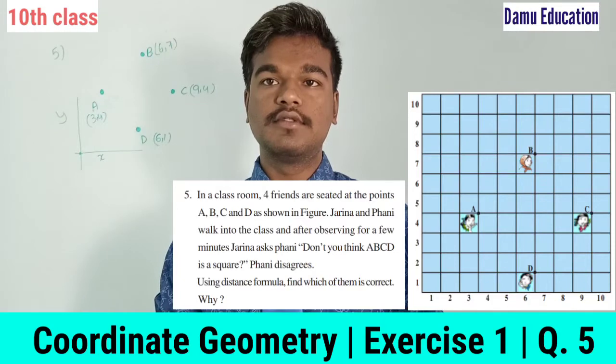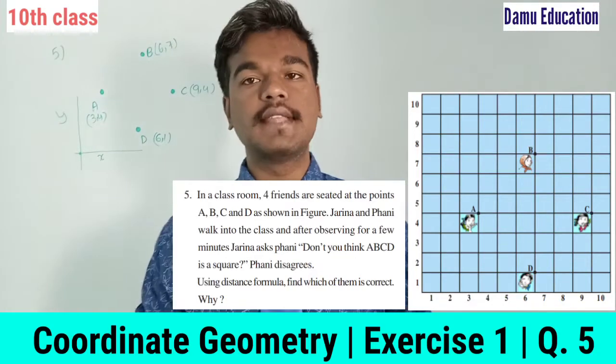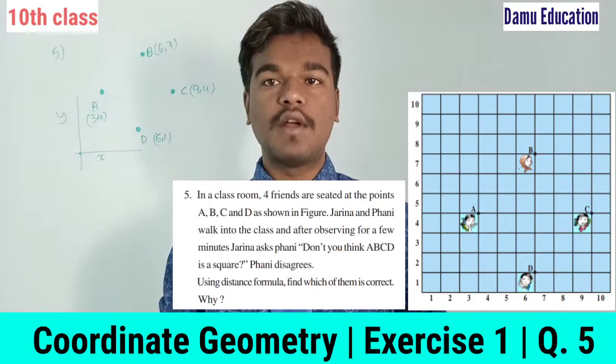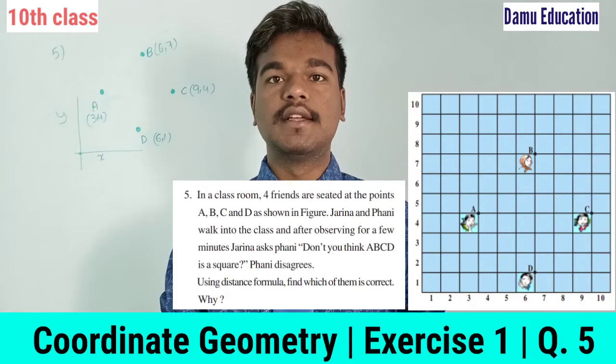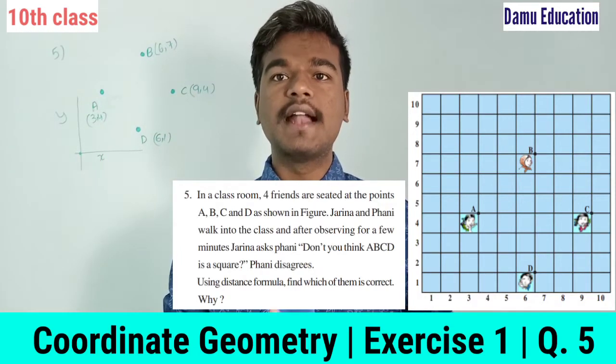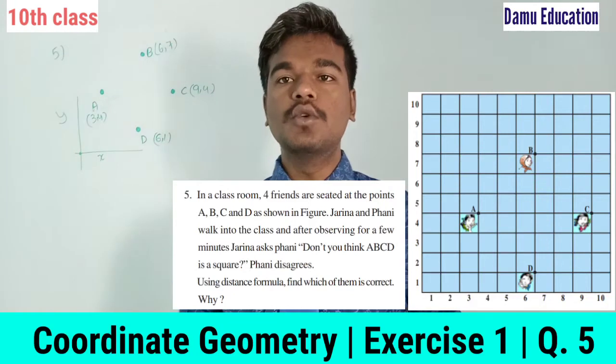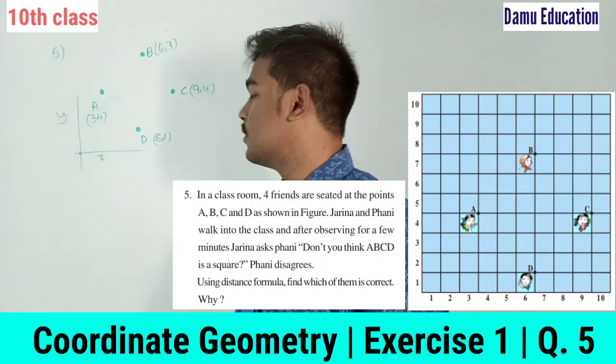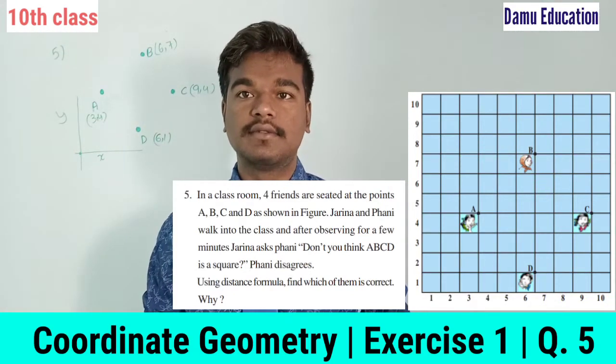So in this module, we are going to discuss our fifth question. What is that question? Here, they are given one map and four friends. They are seated in one classroom at four different positions. Two of the friends are Jarina and Funny.